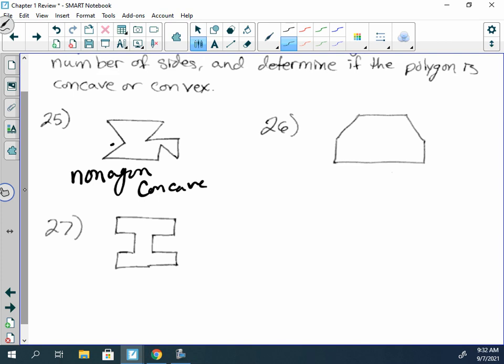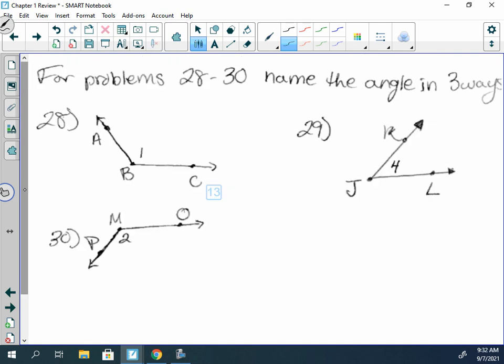It's also in the book. In 1.4, I believe. Any other questions on 25, 26, or 27? We good with these here? Okay. There we go. Questions on 28, 29, or 30.